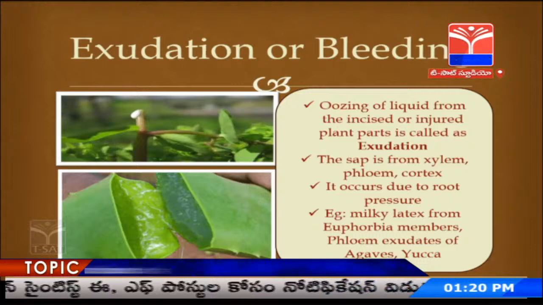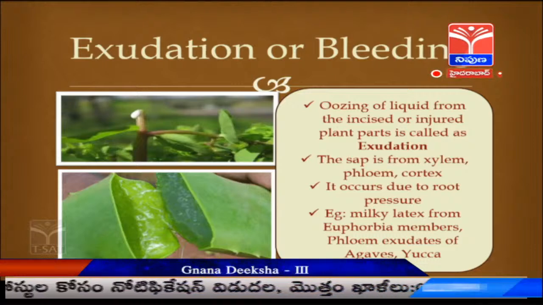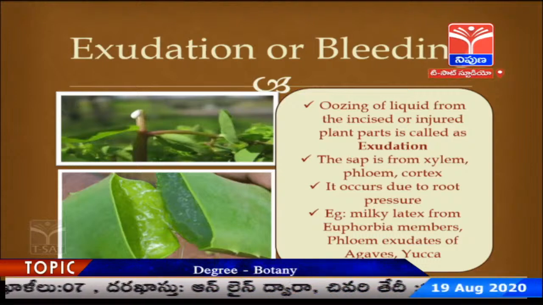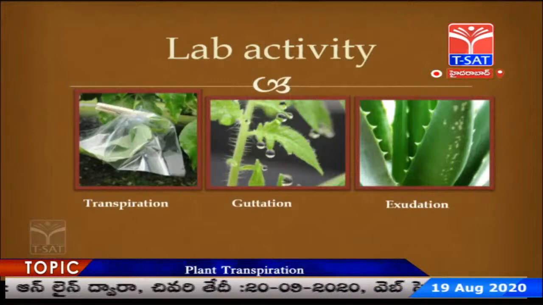Examples are given here: milky latex that comes from Euphorbia. The best example is the rubber latex. Yes. You also find phloem exudates in agaves and yucca.